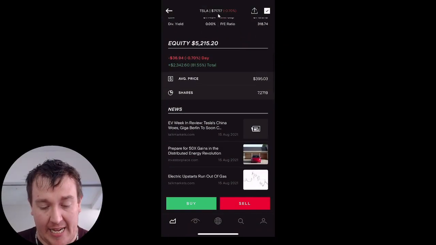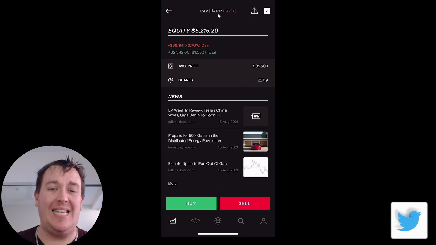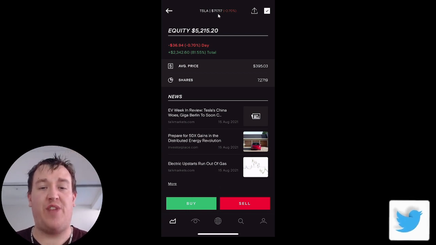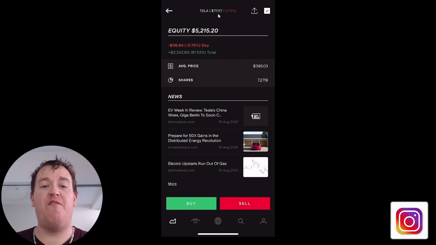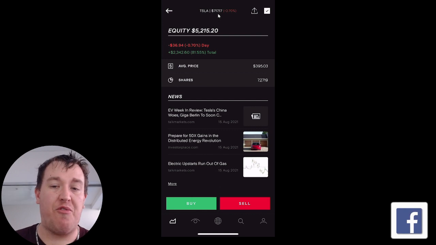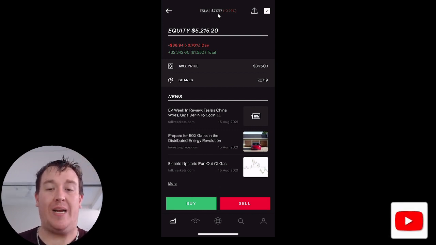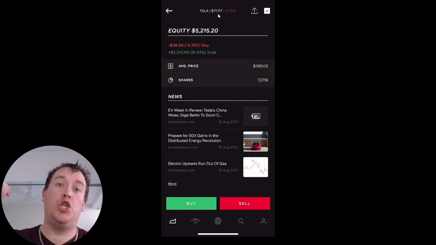As we can see here, it has got a lot more information. As you can see here, my equity in Tesla is $5,215. I'm currently 81.55% total up. I have an average price which I bought at of $395.03. And my current shares are 7.2719 shares.